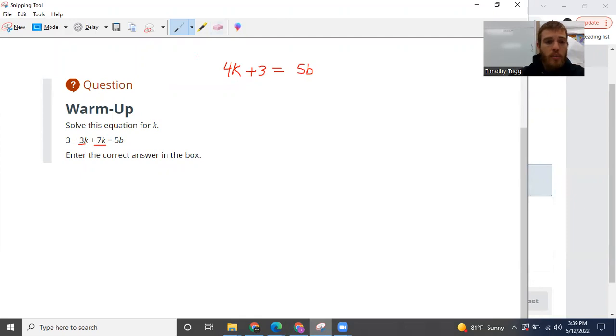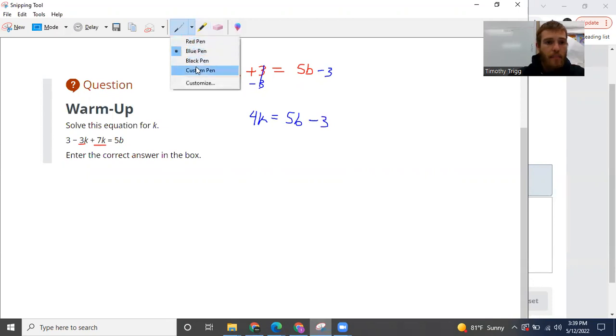Now, again, my goal is to get k by itself. So my next step, I'm going to go ahead and get rid of this plus 3. And the way we do that is by subtracting 3 on both sides of the equation. This will give us that 4k equals 5b minus 3.